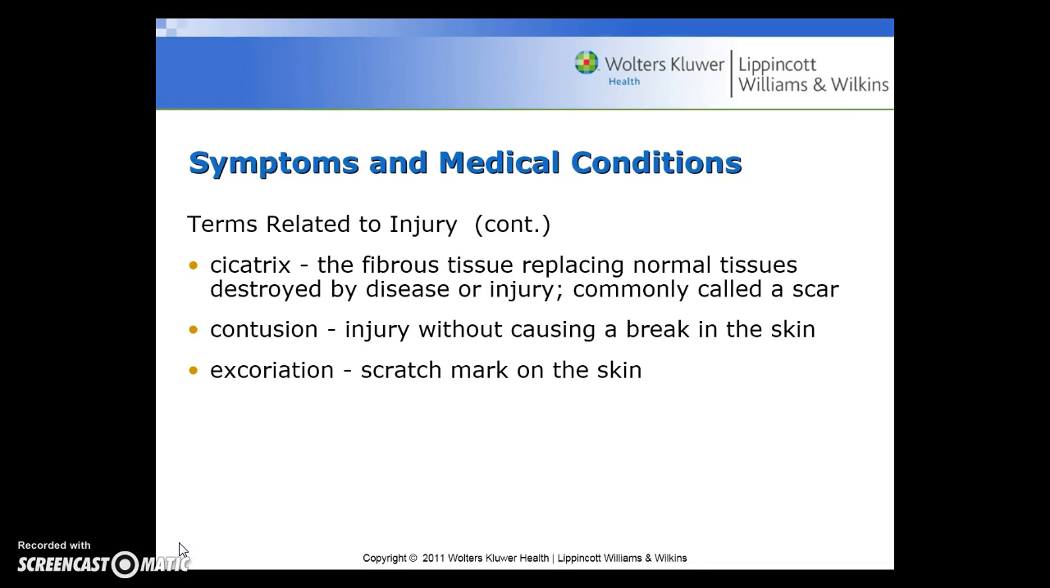Additionally, terms related to injury include cicatrix, the fibrous tissue replacing normal tissues destroyed by disease or injury, commonly called a scar. A contusion is an injury without causing a break in the skin. An excoriation is a scratch mark on the skin.